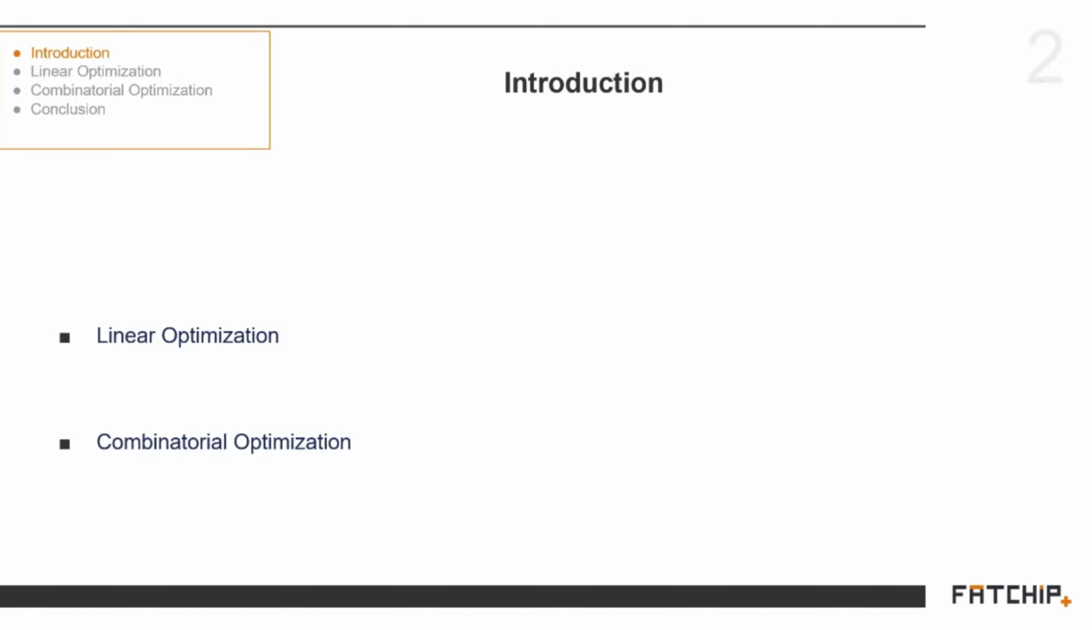Today I wanted to talk a bit about linear and combinatorial optimizations, which are two techniques to achieve an optimal solution in a given context or situation. Those two techniques don't have the same way to operate or the same conditions.